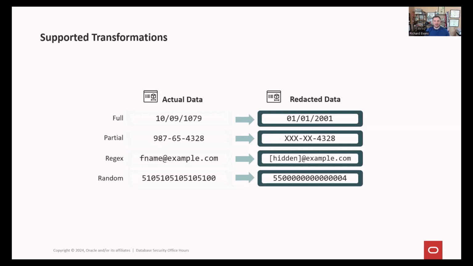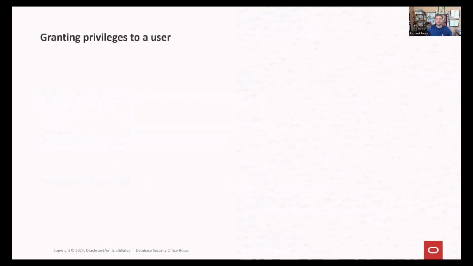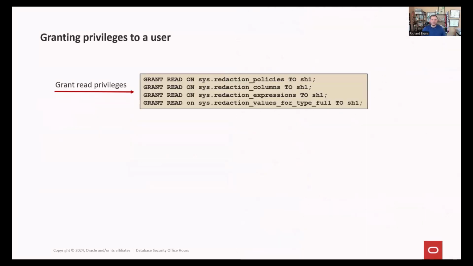And how we get started is we first need to create the user and grant the appropriate privileges. So in my demonstration, we're going to grant read on these sys objects. I'm going to grant read on redaction policies so I can see the redaction policies that are available. I'm going to grant read on redaction columns so I can see what columns have redaction policies. Redaction expressions, we'll talk about when we get to named policy expressions and what they do for us. And then the last one is what the redaction value is when it fully redacts.